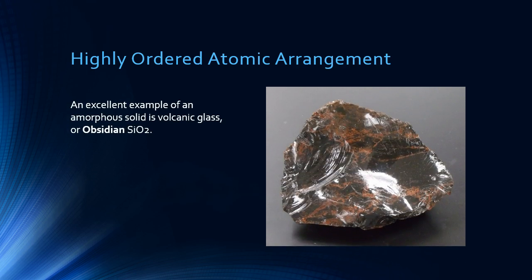Many natural solids are amorphous. One excellent example is volcanic glass. Here we see a piece of mahogany obsidian, which is made up primarily of SiO2, just like quartz. The different colors in the obsidian are from different elements in the composition of the fluid from which the obsidian formed. These trace elements vary widely.